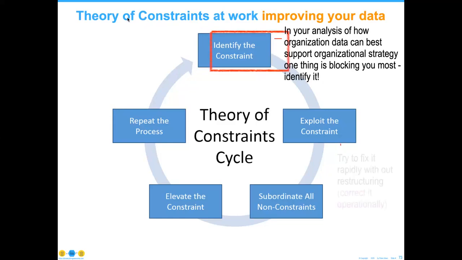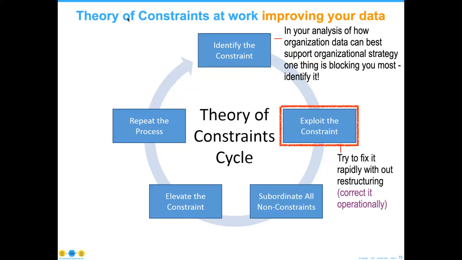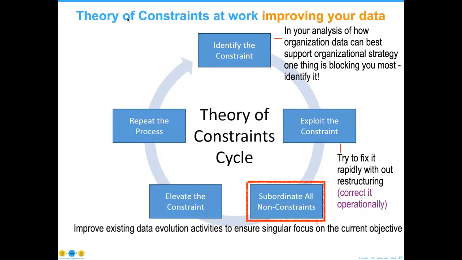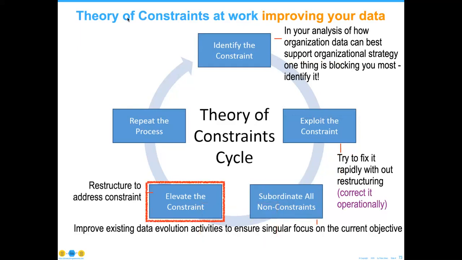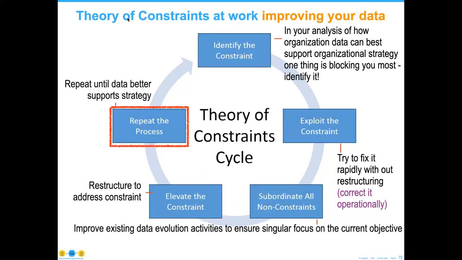If you can find it, then you exploit it. Try to fix it rapidly without restructuring by correcting it operationally. If you fail to correct it operationally, improve the existing structures with a singular focus on that current objective, restructure to elevate the constraint, and repeat until the data support gets better.